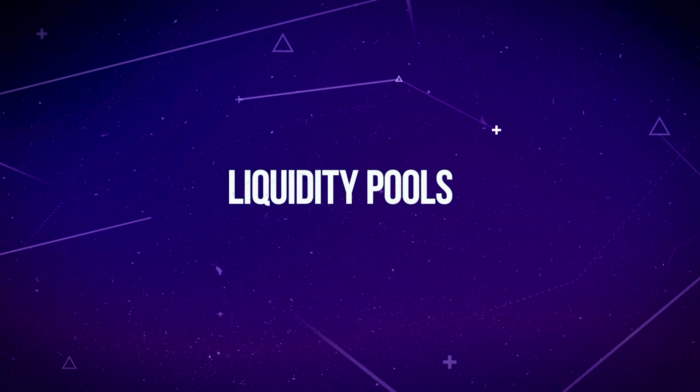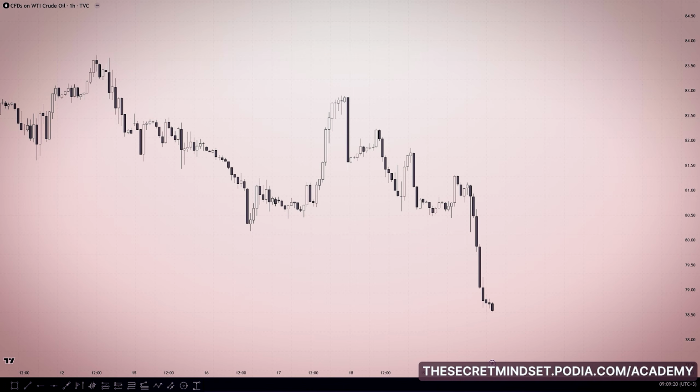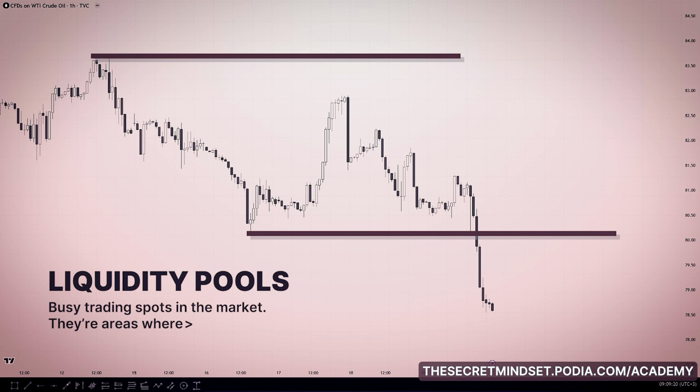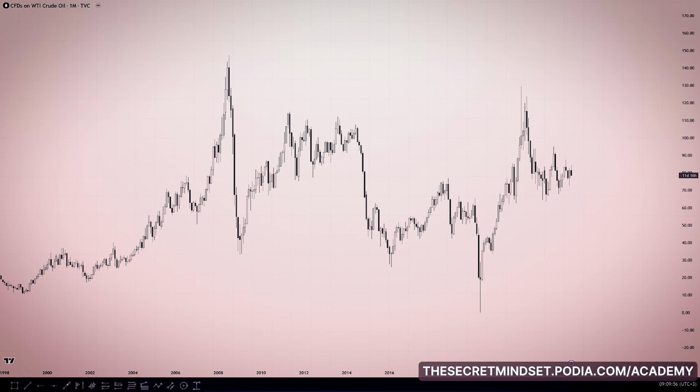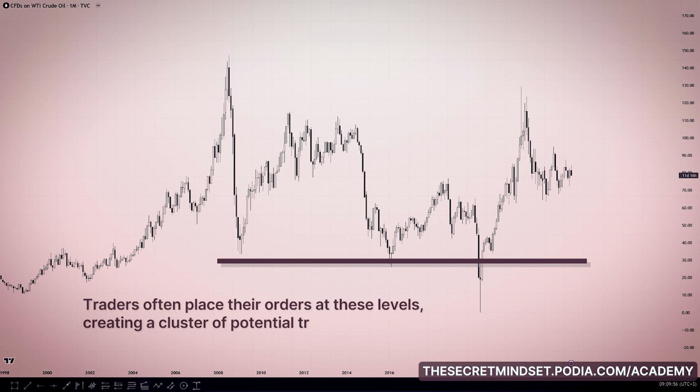Your main task is to find liquidity pools. Liquidity pools are like busy trading spots in the market. They're areas where lots of buy and sell orders gather, and they form at key price levels. These could be previous highs or lows, round numbers, or other important points. We'll talk about these in a minute. Now, traders often place their orders at these levels, creating a cluster of potential trades.